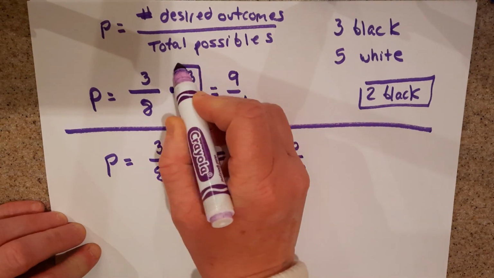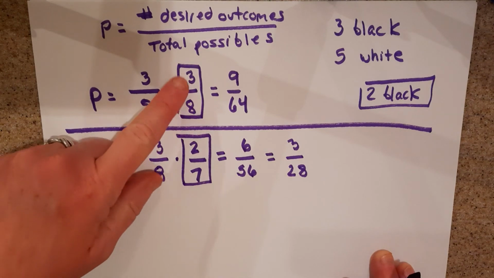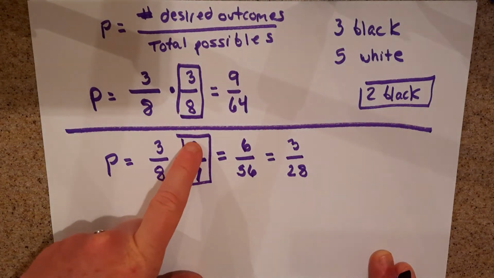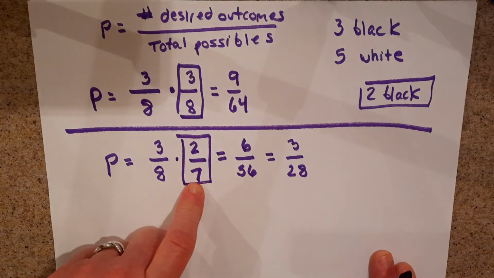I just want to make sure you see the difference. The difference comes in this second fraction. It is still 3 out of 8 here because we have the same number of marbles the second time. It becomes 2 out of 7 because we have 1 less black marble left and we have 1 less marble in the bag.